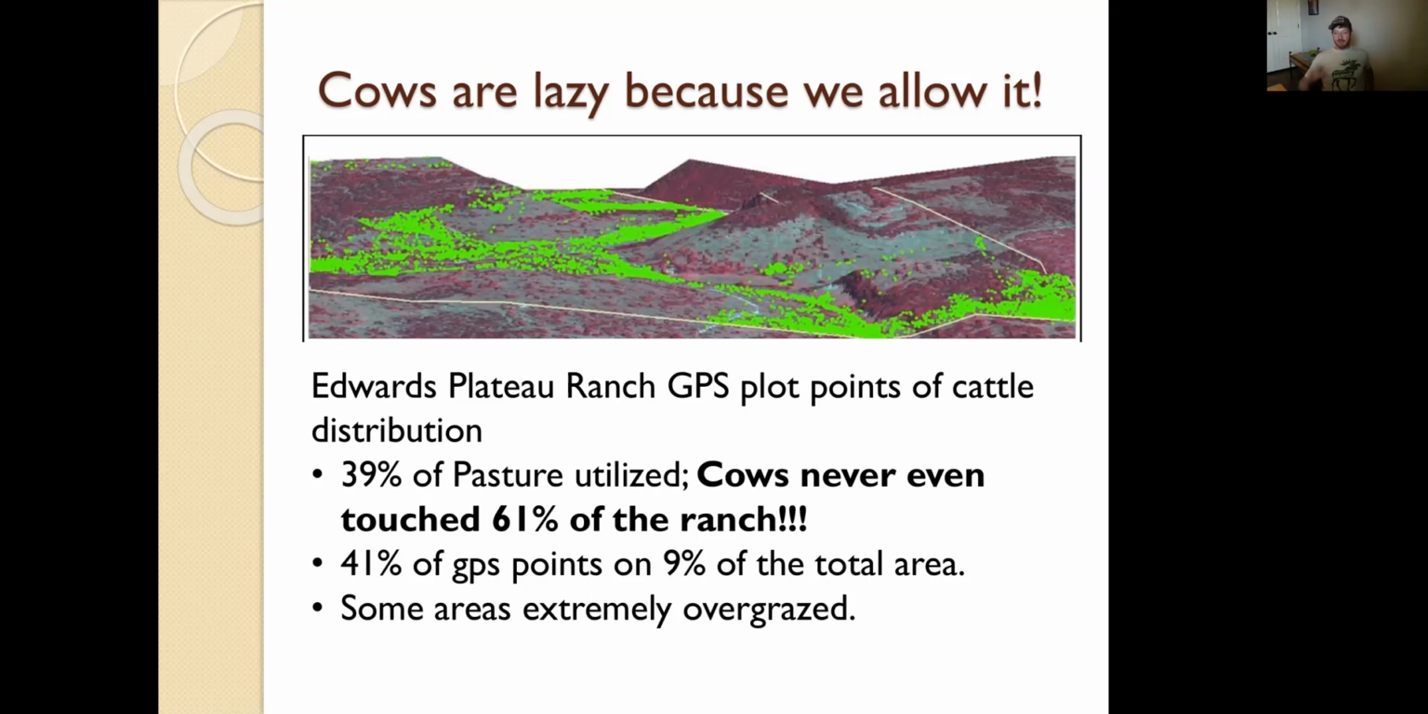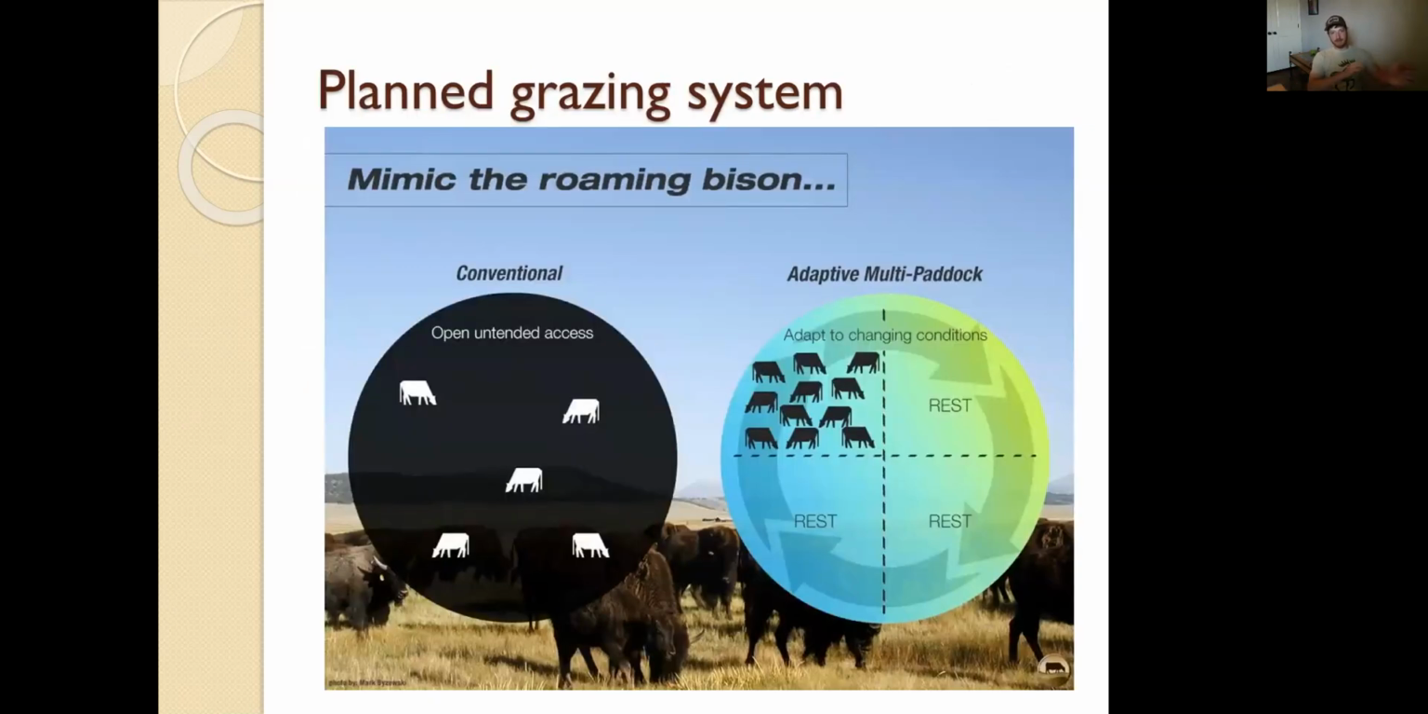That is crazy. When you think about how we set stocking rates for livestock, and then for them to not even use 60% of it, that is not efficient at all. But then, out of the 39% of that pasture that they actually utilized, 41% of those GPS points were total on 9% of the total area. And that's just such a heavy impact. But in those continuous grazing systems, a lot of the time, that's what we see. We see some areas absolutely untouched, other areas extremely overgrazed. And then over time, all the good, tasty, palatable species are grazed out and then are replaced by undesirable plants, just from how those cows had free reign over that pasture.